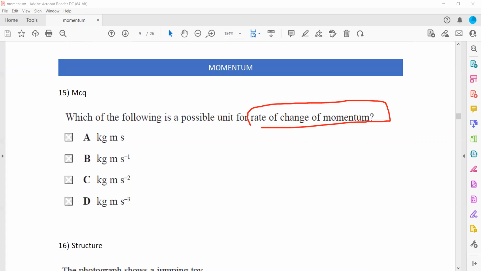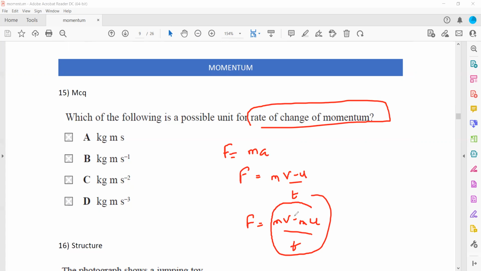Rate of change in momentum also refers to the force, because F is equal to ma, and acceleration is change in velocity, so it is (v minus u) over t. So F is equal to (mv minus mu) over t. That (mv minus mu) over t is the rate of change in momentum. So that is equal to force.